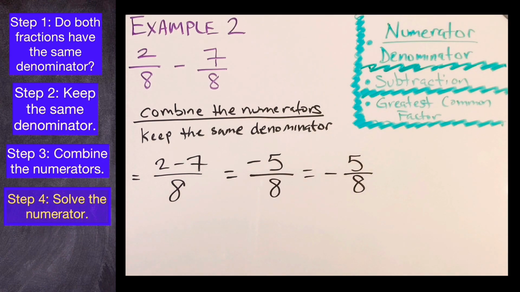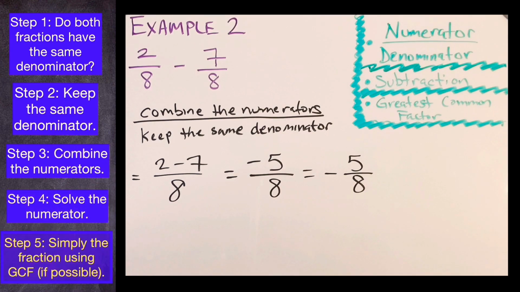Now, let's move to our fifth and final step that says simplify the fraction using the greatest common factor if possible. Okay, so let's look at negative 5 over 8. Is there any number besides the number 1 that will go evenly into the numerator, which is 5, or the denominator, which is 8? The answer is no. Therefore, we can't simplify this any further, and our answer is negative 5 over 8.